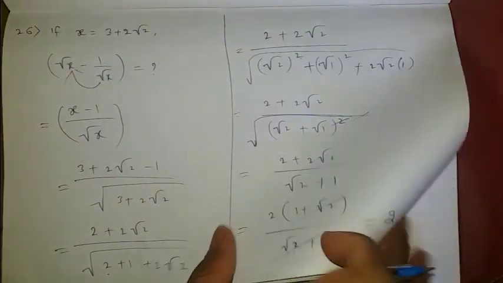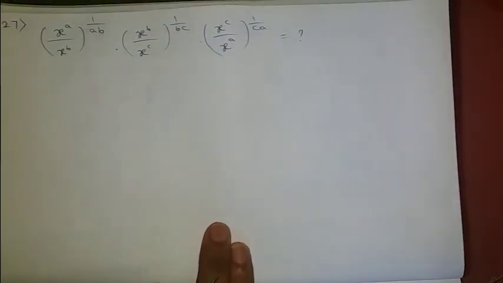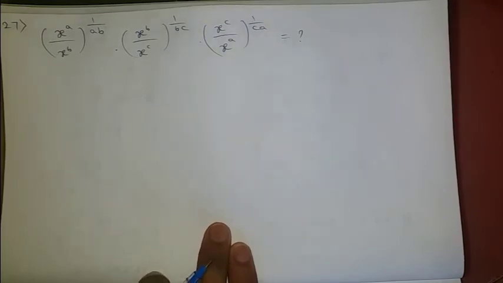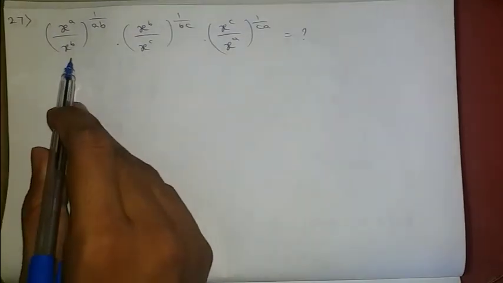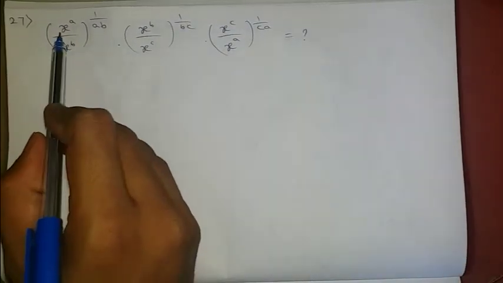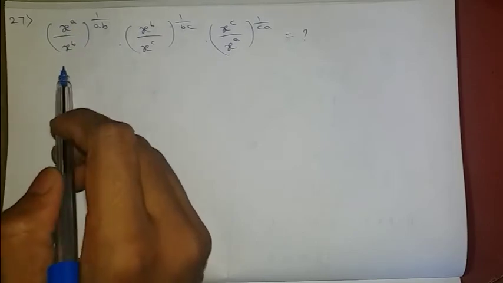Let's move to the next question. What is the value of (x^a / x^b)^(1/ab) × (x^b / x^c)^(1/bc) × (x^c / x^a)^(1/ca)? Now, if we observe this, inside the bracket it is in the form of a^m divided by a^n.